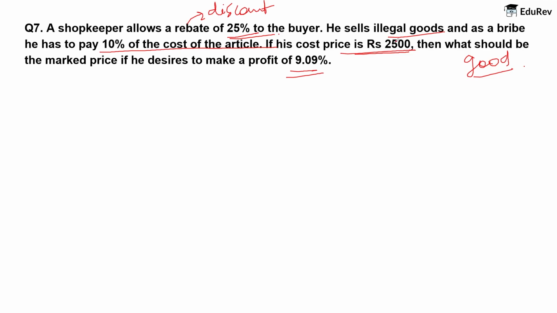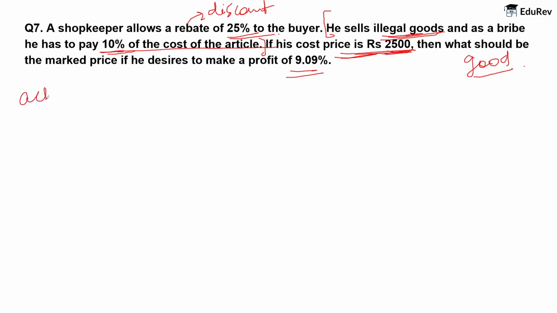The very first thing which I see in the question is that cost price is given to me directly, that is rupees 2500. But is this the cost price actually? No, this is not the actual cost price, because if you dive deeper into the second line, it says that he's selling some illegal goods, and as bribe, he has to pay 10% of the cost of the article. It means that his cost price is not just 2500, but this is plus 10% more, because he has to pay that as a bribe to the person from whom he is purchasing those illegal goods.